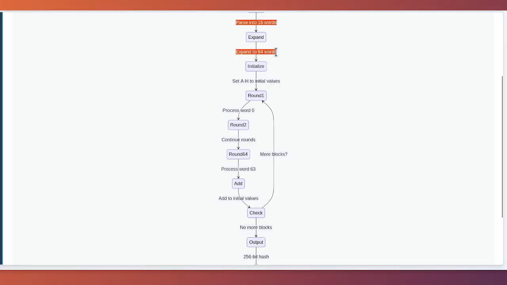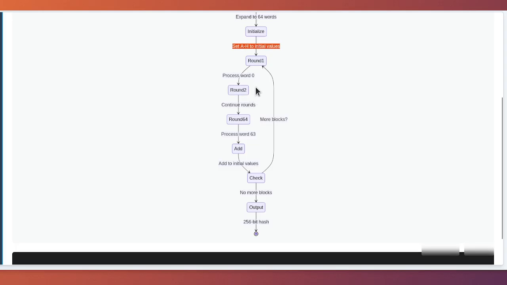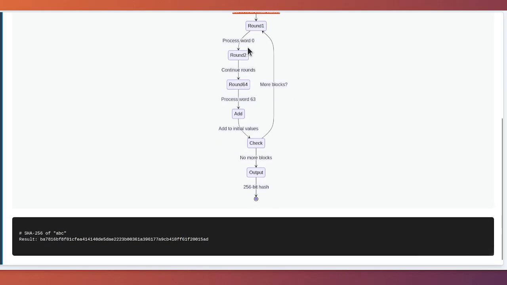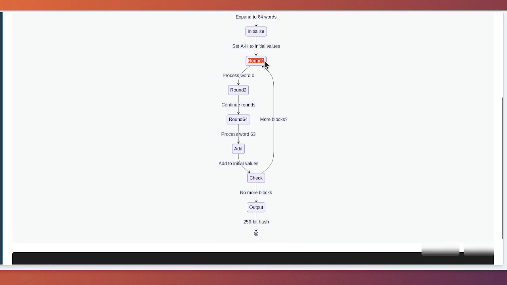Step 4 is to initialize the working variables. We set A through H to the initial hash values, which are constants derived from the square roots of primes. Step 5 is run 64 rounds. In round 0, we take W0 and K0, compute T1 and T2 using our Ch, Maj, and sigma functions, and update all 8 working variables. In round 1, we use W1 and K1 and repeat the process. This continues through round 63. Each round thoroughly mixes the current state with a message word and round constant.